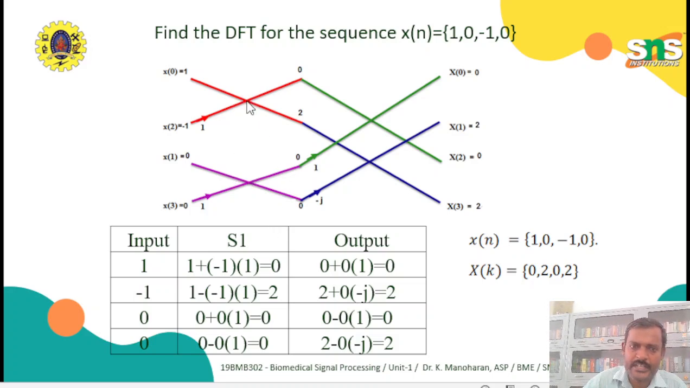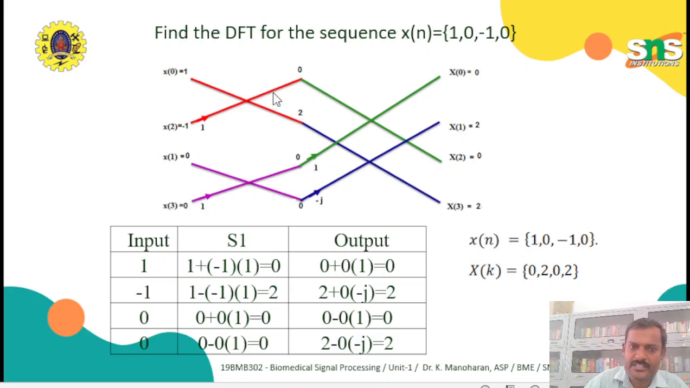For the first butterfly, the value minus 1 is an input and the twiddle factor is 1. First we need to multiply these 2 values, so minus 1 into 1. After multiplying, this value should be added for this leaf and subtracted for that leaf. So one input is 1 and the other input is minus 1. So 1 plus minus 1, the second input, into twiddle factor 1. 1 into minus 1 will be minus 1. 1 minus 1 will be equal to 0.